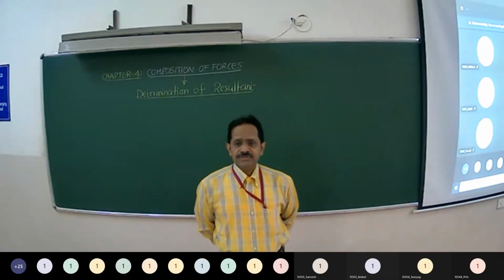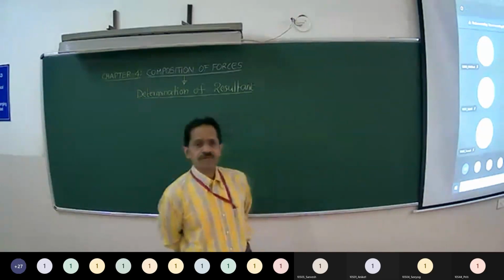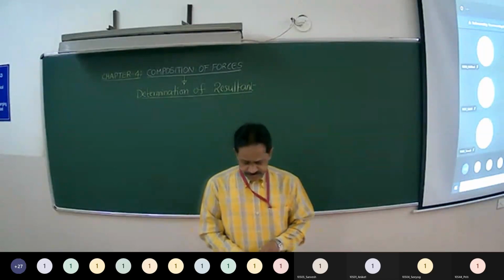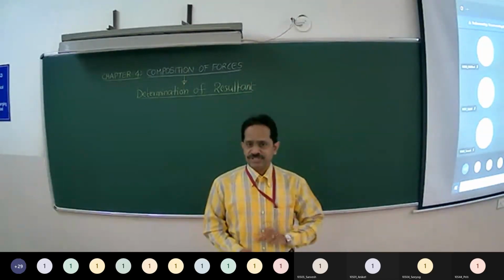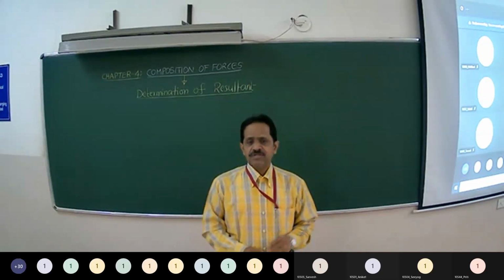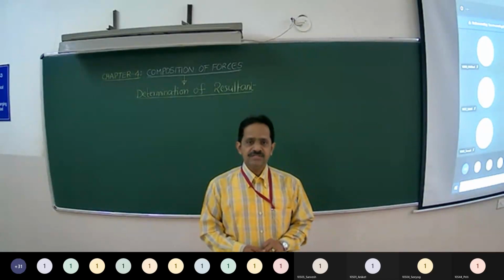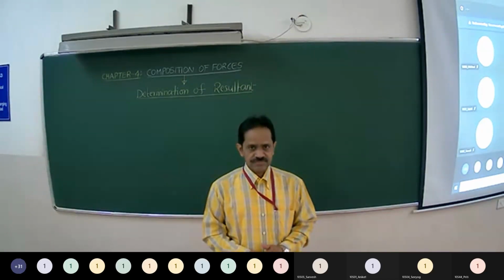So today we are going to discuss the fourth chapter, that is composition of forces. I told you earlier that resolution and composition are opposite words. Resolution of force means splitting a given force into two or more parts so that the effect of that force remains the same. Those parts are known as components of force.